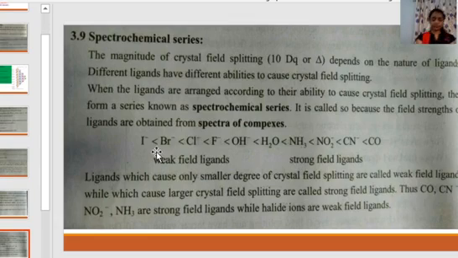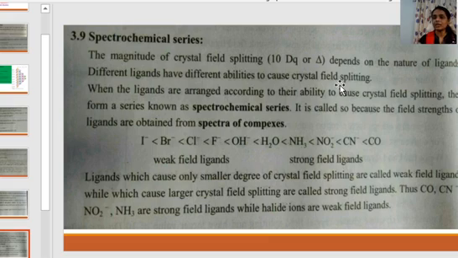Spectrochemical series. Till now we were studying that few ligands are strong field while few ligands are weak field. On what basis do we decide this? Here the spectrochemical series explains the properties of these ligands. The magnitude of crystal field splitting 10 Dq or delta depends on the nature of ligands. Different ligands have different abilities to cause crystal field splitting. The value of crystal field splitting depends on the nature of ligands.